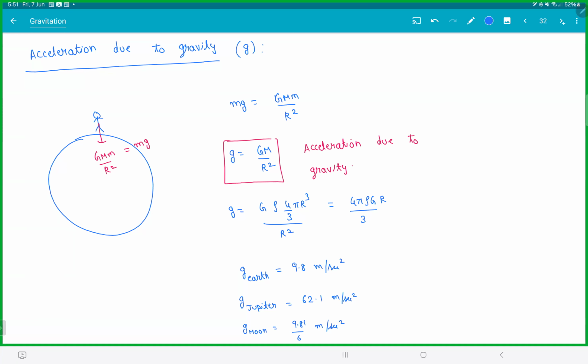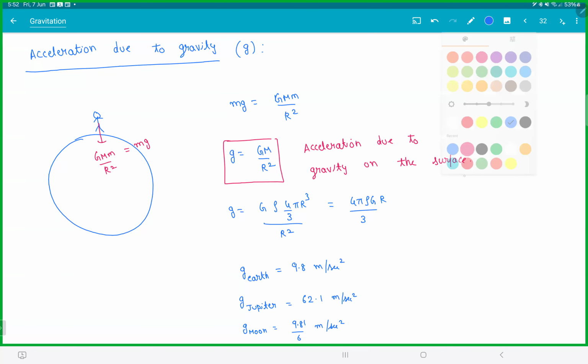So basically what we're talking about is acceleration only on the surface level. This is the acceleration due to gravity on the surface. If you go up and down, this value won't be constant. Clear? Now, how does this gravity vary? There are three ways it can vary.